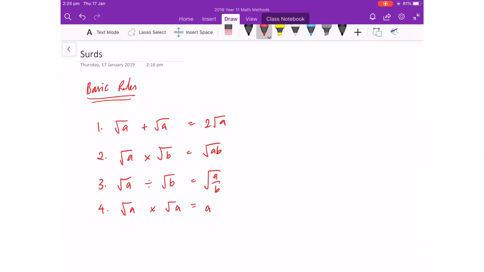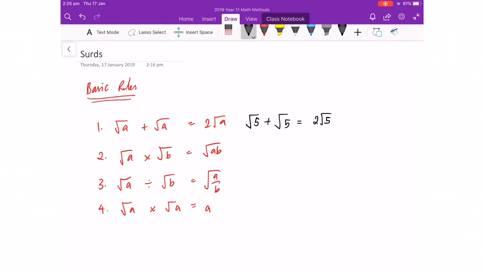The first one here: square root of a plus square root of a is equal to 2 square root of a. So for example, maybe I'll use a black pen just to clarify. If you've got square root 5 plus square root 5, this would be equal to 2 square root 5. That's my example there.